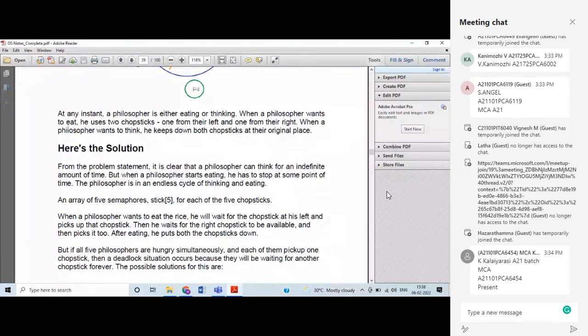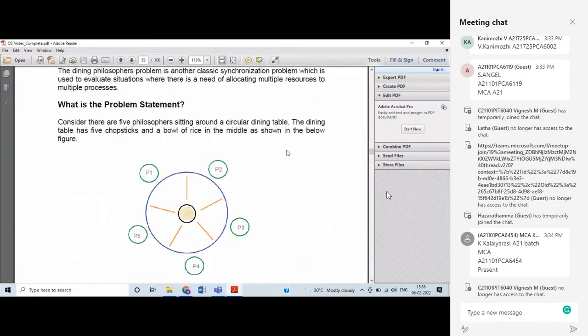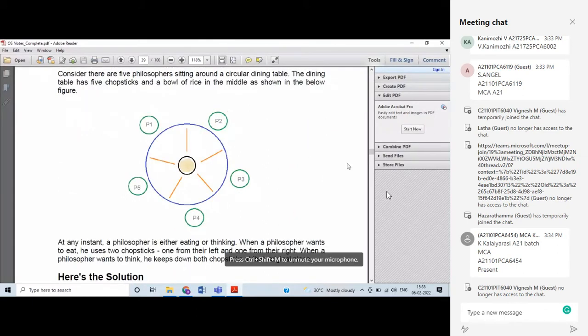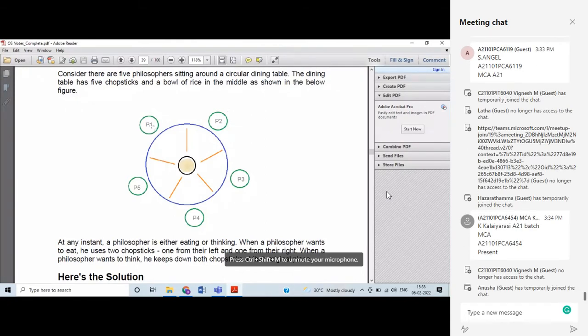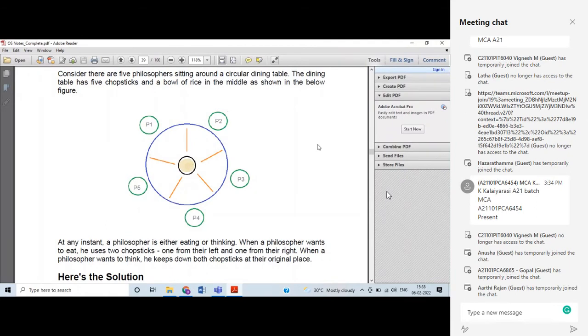When a philosopher wants to eat, he uses two chopsticks, one from the left and one from the right. When a philosopher wants to think, he keeps both chopsticks down in their original place. This is the problem here. Is the problem understood, students? Let me translate it into Tamil. There are 5 philosophers, 5 chopsticks and one bowl of rice. Only two activities are allowed for philosophers: either think or eat.